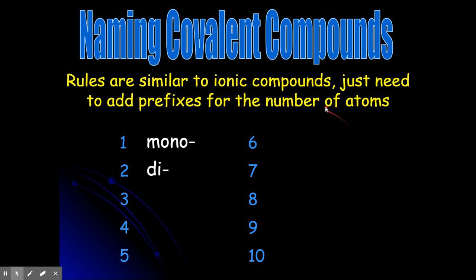And we could go back here to mono. In living environment, you learned about monosaccharides. So 1 is mono, 2 is di, 3 is tri, like I said, with a tricycle. The prefix for 4 is tetra.